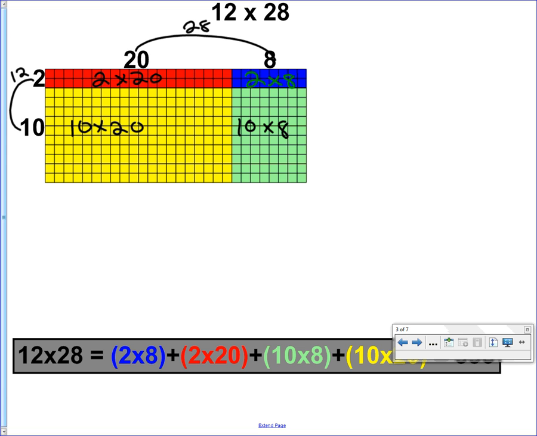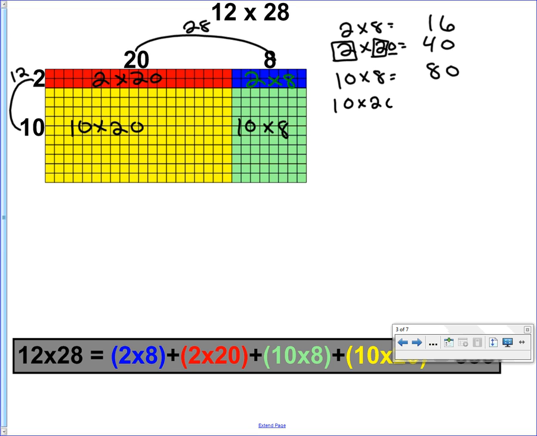So our order again. 2 times 8 equals 16. And then 2 times 20 equals, well, 2 times 2 is 4 with a 0. Remember our little trick there. Next would be 10 times 8, which equals 80. And lastly, 10 times 20. 1 times 2 equals 2, but this time we have 2 zeros, so equals 200.